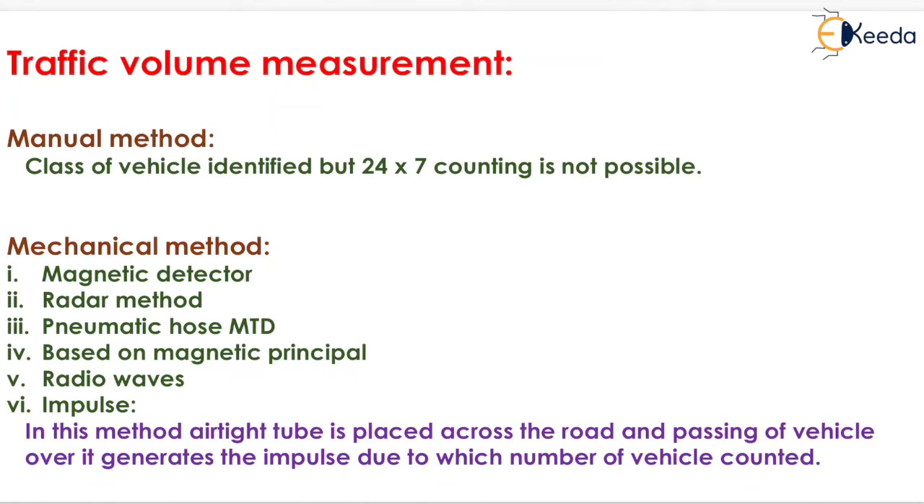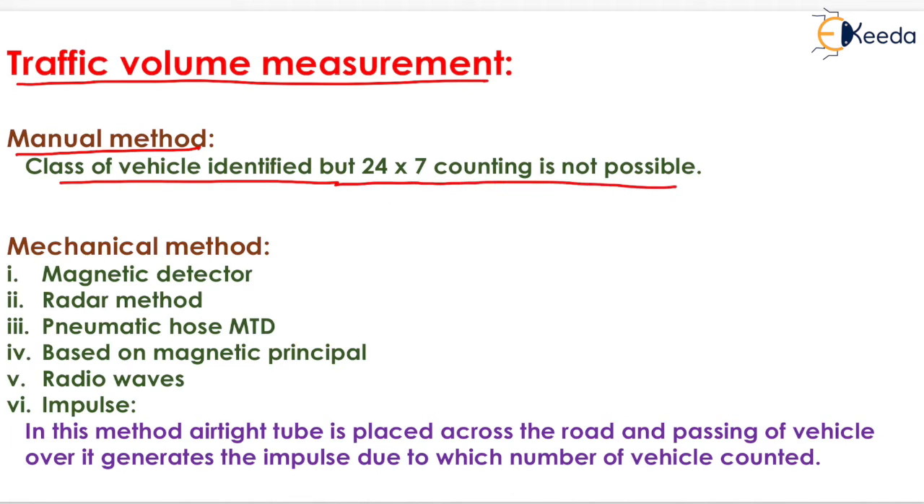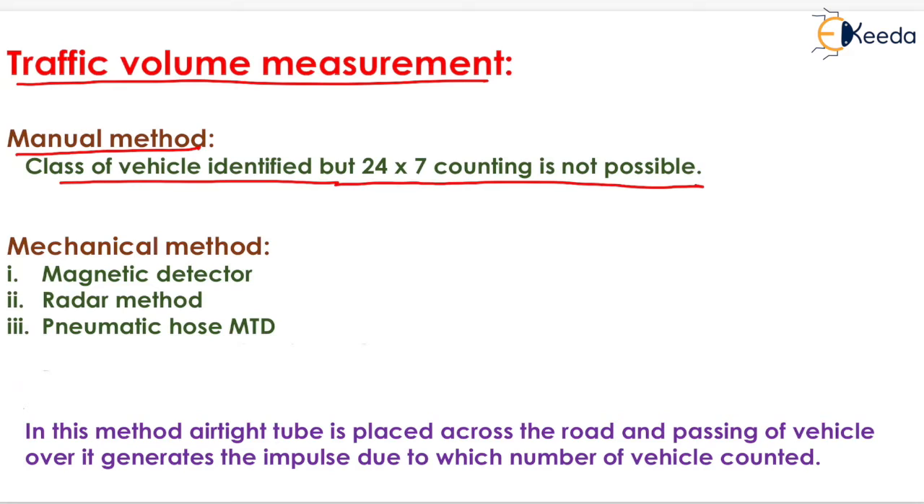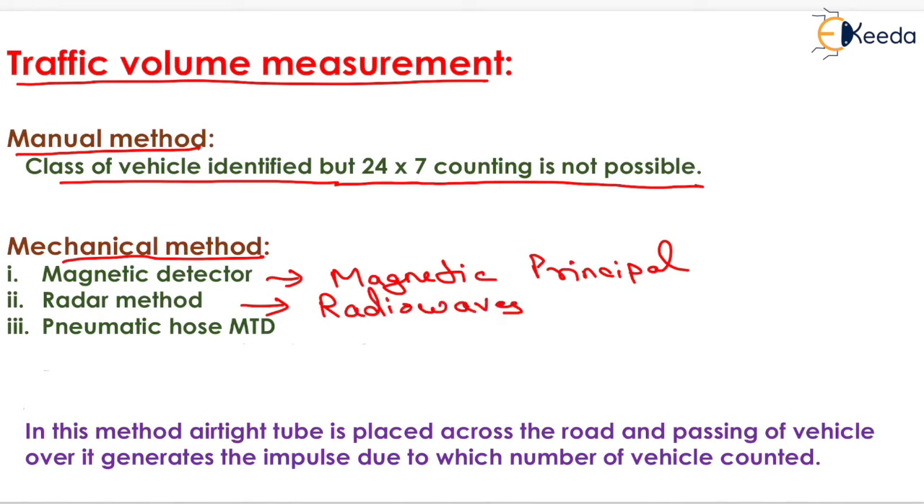Now the next topic is the traffic volume measurement. Now the first method for the traffic volume measurement is the manual method, in which class of vehicle is identified but 24/7 counting is not possible. Now the next method is the mechanical method, in which the first method is the magnetic detector which is based on magnetic principle. Another one is the radar method which is based on radio waves, and the last one is the pneumatic hose method which is based on impulse.